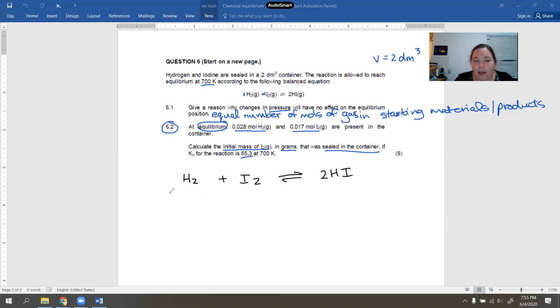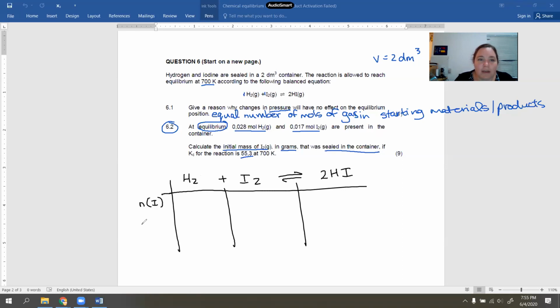Once again, my ratio's in there. Then please, you don't even have to put in these dividing lines, but it sometimes helps. I have been given the number of moles at equilibrium. So I've got my number of moles initial, my number of moles change, my number of moles equilibrium. You remember I like that symbol. And then my concentration at equilibrium.